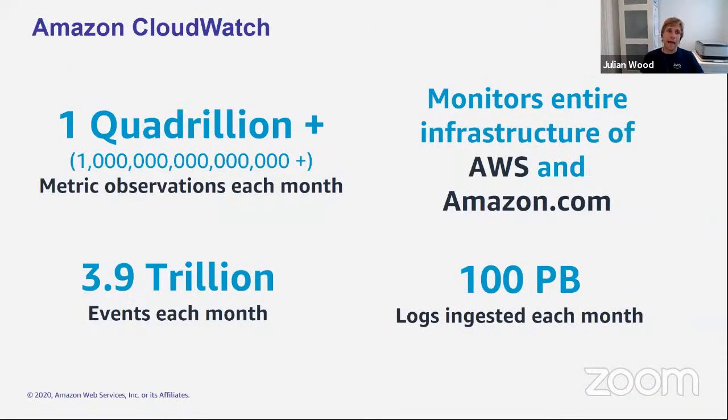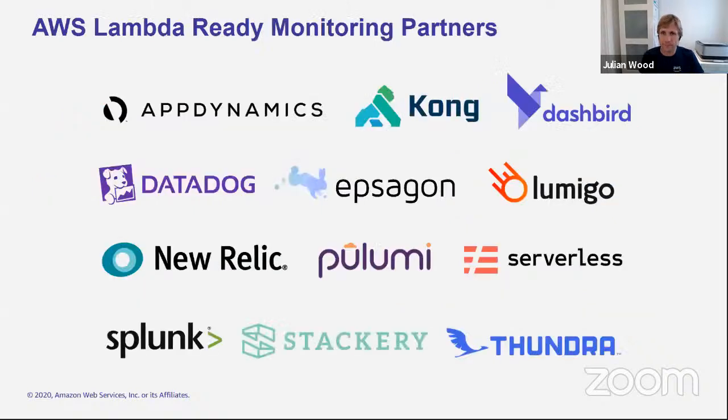And of course, this all happens on AWS at massive scale. Yes, 1 quadrillion, which is 1,000 trillion metrics observations each month. There are trillions of events each month and 1,000 petabytes of logs ingested. CloudWatch runs monitoring for all of AWS and Amazon.com, as well as many of our customers. So a lot is going on in the observability and monitoring space at AWS.